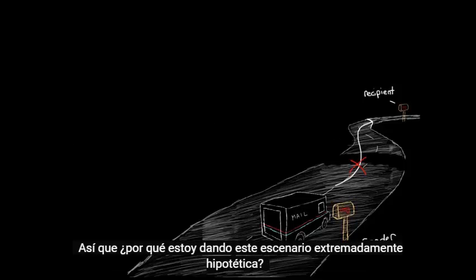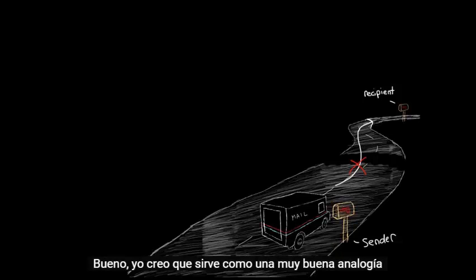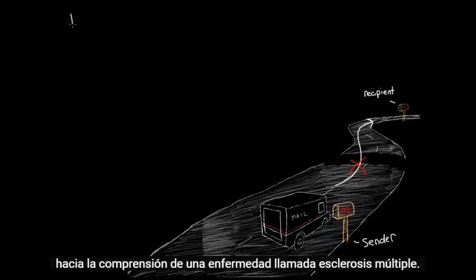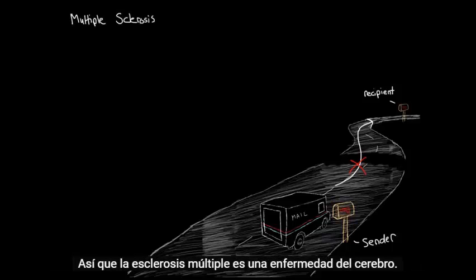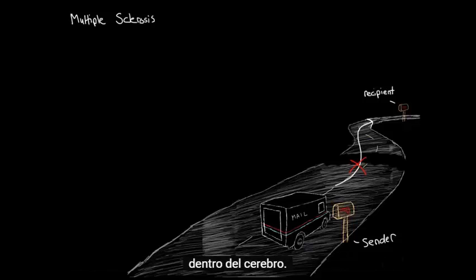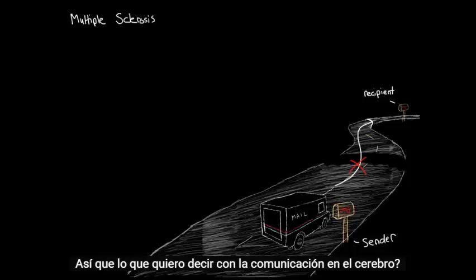So why am I giving this extremely hypothetical scenario? Well, I think that it serves as a pretty good analogy towards understanding a disease called multiple sclerosis. So multiple sclerosis is a disease of the brain, and more specifically, it affects the communication within the brain. So what do I mean by communication in the brain?